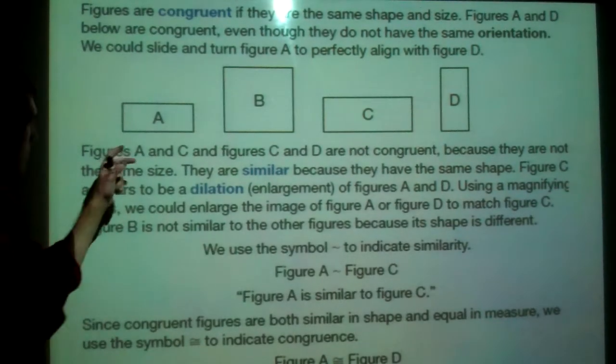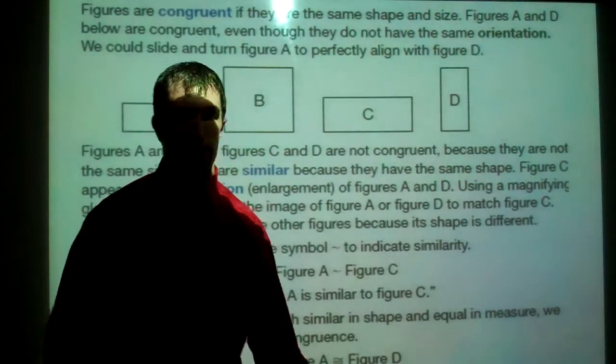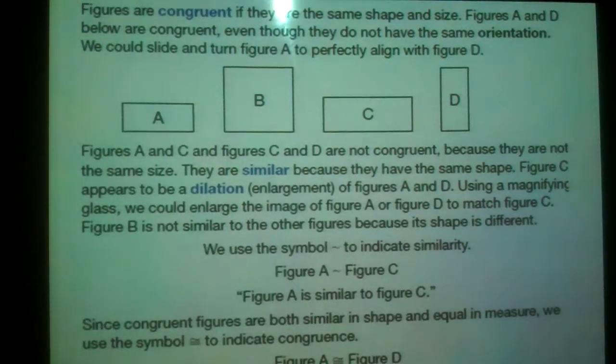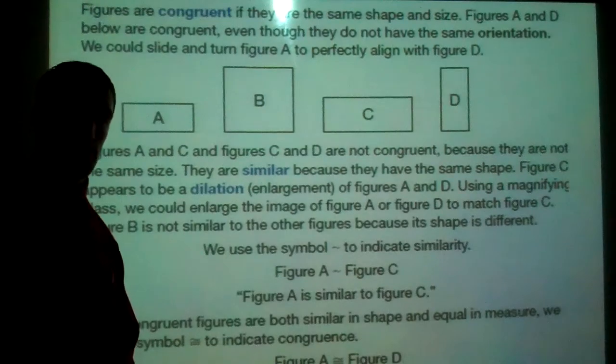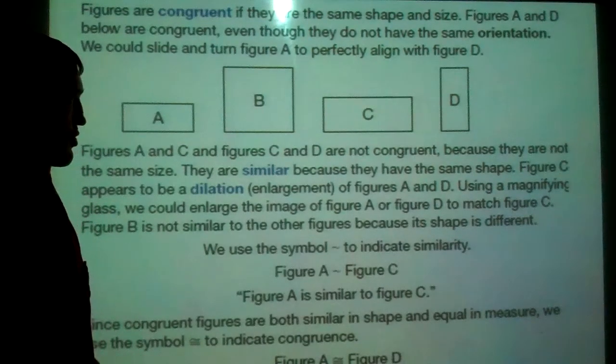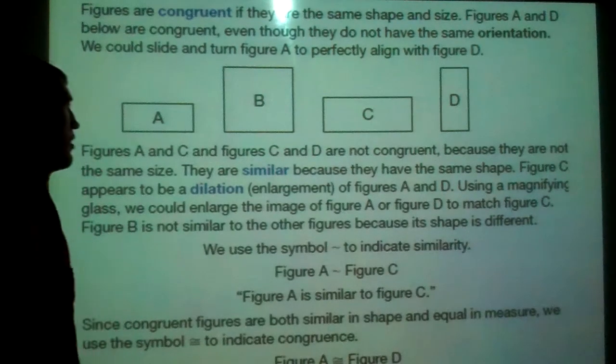I know it's hard to tell because A and D are oriented differently. Even though they don't have the same orientation, A and D are congruent, okay? So A and D are congruent because everything's the same, angles and side lengths. If we got out the measuring tool, we could figure that out.